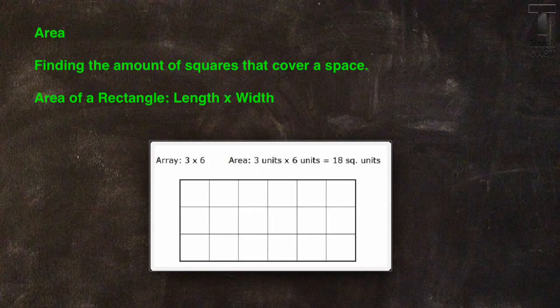So before we talk about volume, let's talk about area. With area, we're just trying to find the number of squares that would cover a certain amount of space. So in a rectangle, you're finding how many squares would fit in there. In this picture, we have what's called an array. As you can see, there are 3 different rows. Each one of those rows has 6 squares in it, and 3 times 6 is 18. You can see that the length is 6 and the width is 3. So that's where the length times width formula comes from for area.